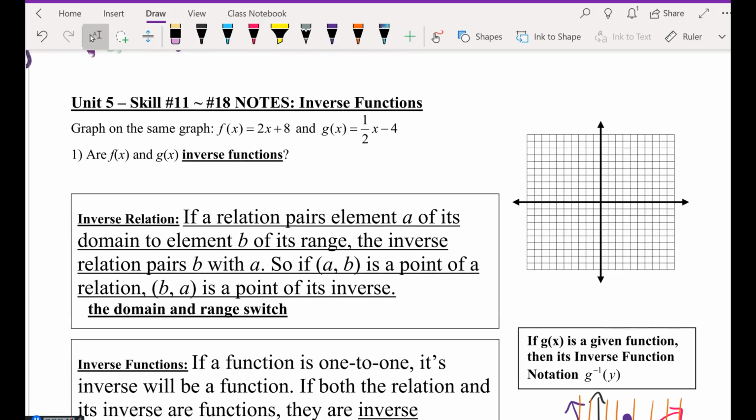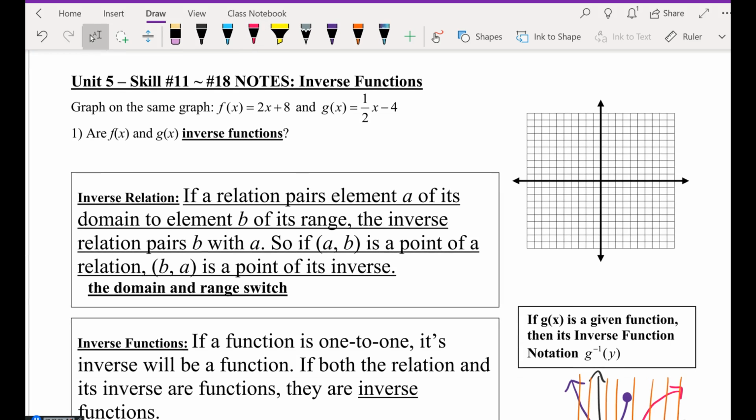Graph on the same coordinate plane, f and g, where f of x is 2x plus 8, and g of x is 1/2 x minus 4. I have multiple colors, so I'm going to do f of x in red, and then we're going to label it. So graph out f of x equals 2x plus 8. Brendan N., what kind of graph are we expecting for f of x? A line. Very good. Let's start graphing this line. Where do we start? Gemma W.